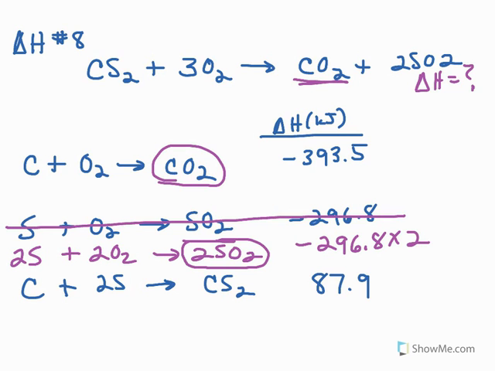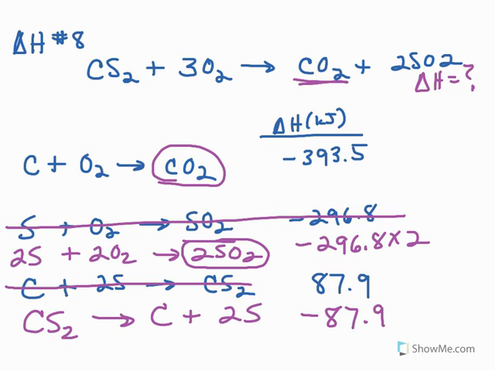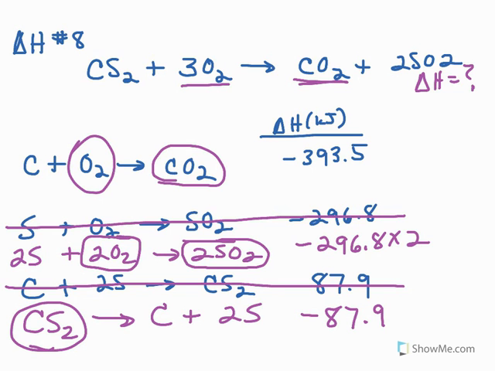Now the CS2, I have it on the wrong side, but it does have the right coefficient. So I need to flip this last reaction. So CS2 yields carbon and 2 sulfurs, and flipping the reaction is going to basically just change the sign without changing the value. And so now this is where I need it to be. And then my 3 oxygens, if I look, I have 1 oxygen from that first reaction plus the 2, both are on the reactant side, so that's going to give me my 3 O2s.